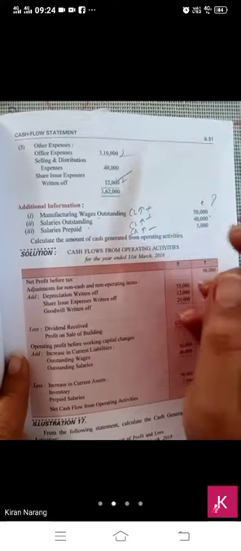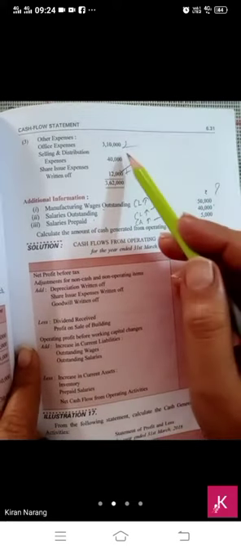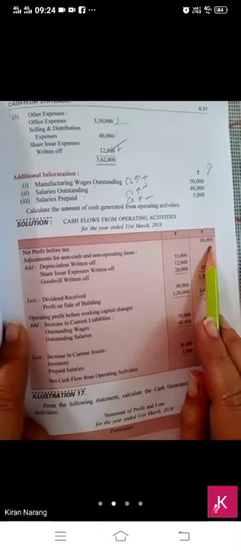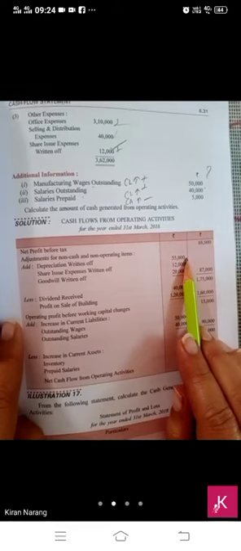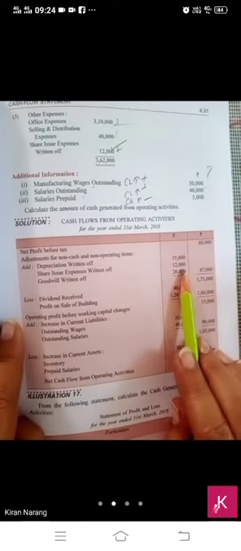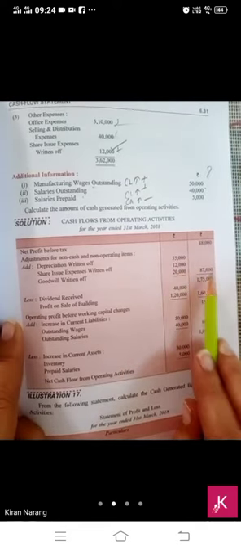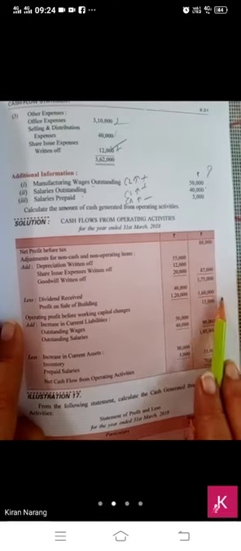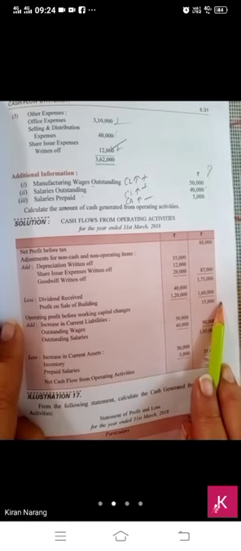Next, what is given, बच्चे? Other expenses. Office expenses will not be taken, they are operating expenses. Selling and distribution will not be taken. Yeah, share issue expenses written off, it will be added back. And this was the profit 88,000. We have added the depreciation, share issue expenses and goodwill write-off, and we have subtracted dividend received and profit on sale of fixed asset. This is operating profit before working capital changes.